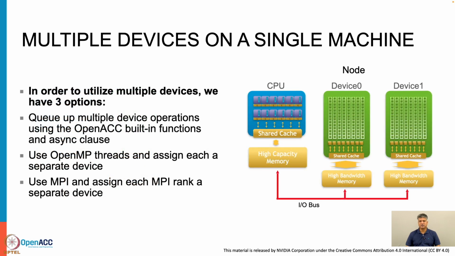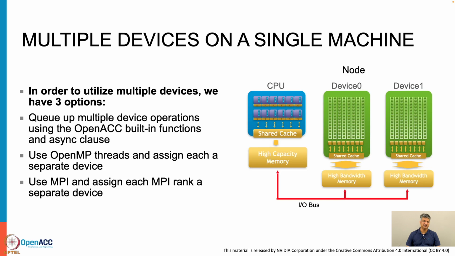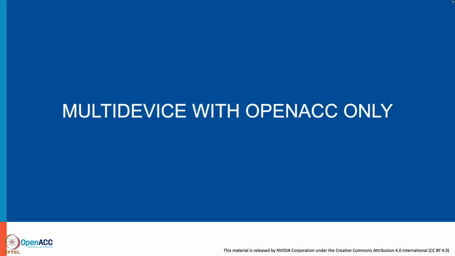In order to utilize multiple devices, we have three options. We can queue up multiple device operations using the OpenACC built-in functions and async clauses, which we studied in the last video. We can use OpenMP threads and assign each of them to a separate device. We can also use MPI and assign each MPI rank a separate device. First, we will now discuss multi-device programming with OpenACC only.